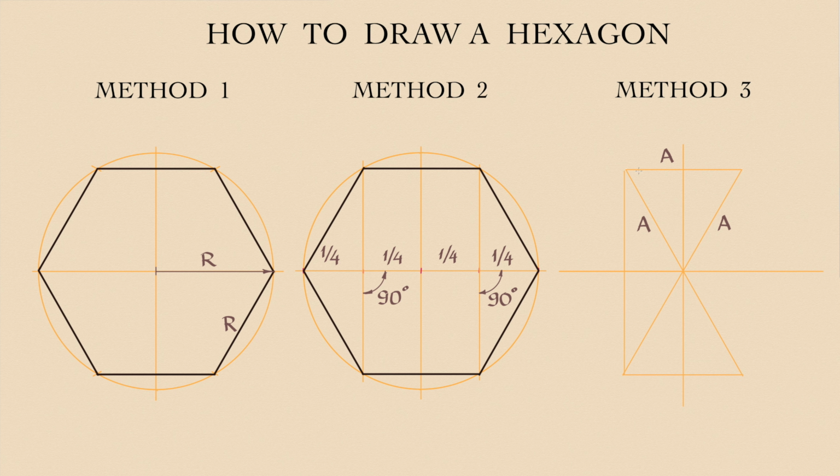2 mirroring triangles are used to draw a rectangle. Half of this rectangle's width, marked here as a blue line, is used to plot the corner points on the horizontal axis. All that is left is to connect all 6 vertices with straight lines to get a perfect hexagon.